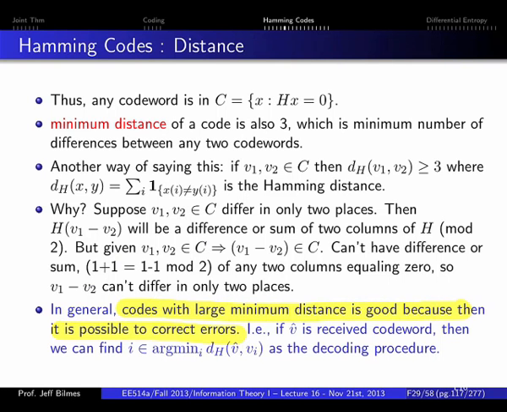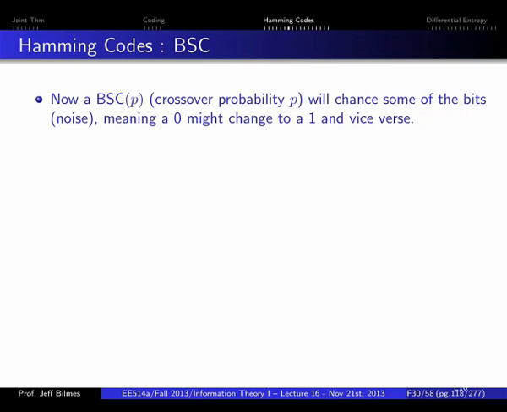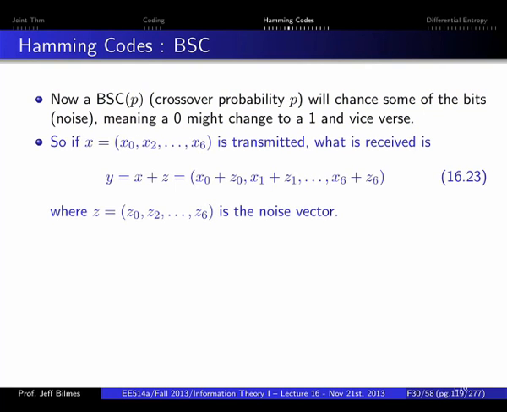In fact, how we might do the decoding is like Hamming distance decoding, where we take the received code word, and we find from the set of code words the one with minimum Hamming distance to the thing that's received. That's kind of like a voting scheme, almost. Now, when we have a binary symmetric channel, which is our go-to channel, with a crossover probability p, there's some chance that some of the bits are going to change, and that happens with probability p or not. Let's say that x of 0 through 6 is transmitted, and what ends up being received is this string, where z is the noise profile vector. It's the indicator of whatever noise we got.